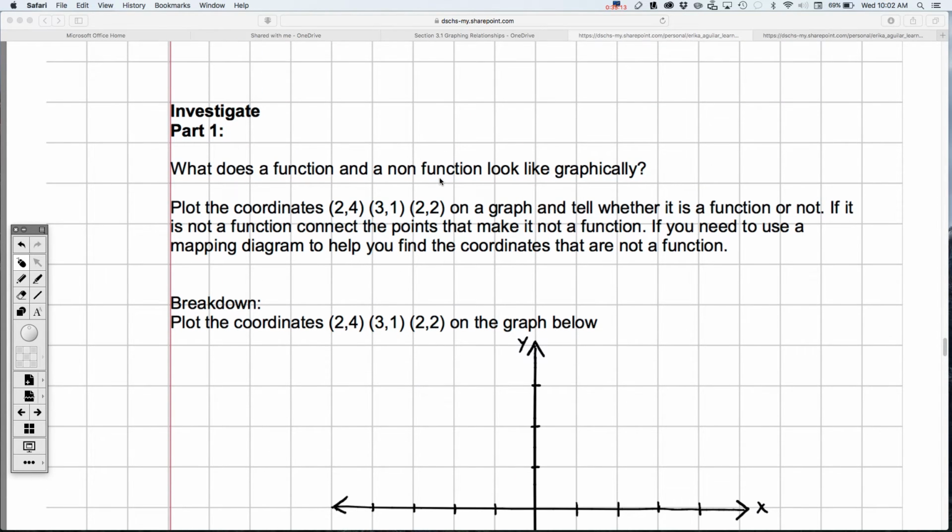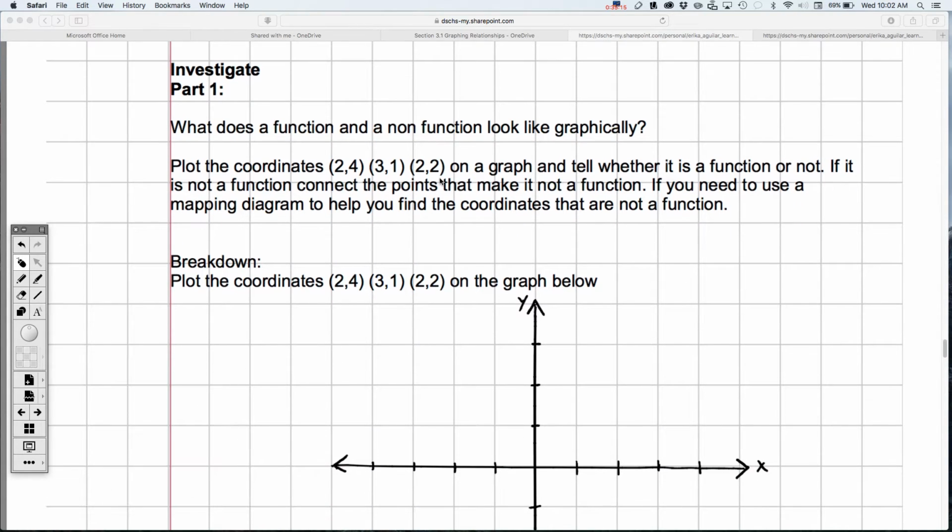Okay, let's go to investigate part 1. What does a function and a non-function look like graphically? So let's plot the coordinates 2, 4, 3, 1, 2, 2 on a graph and tell whether it is a function or not. If it is not a function, connect the points that make it not a function. If you need to, use a mapping diagram to help you find the coordinates that are not on a function.